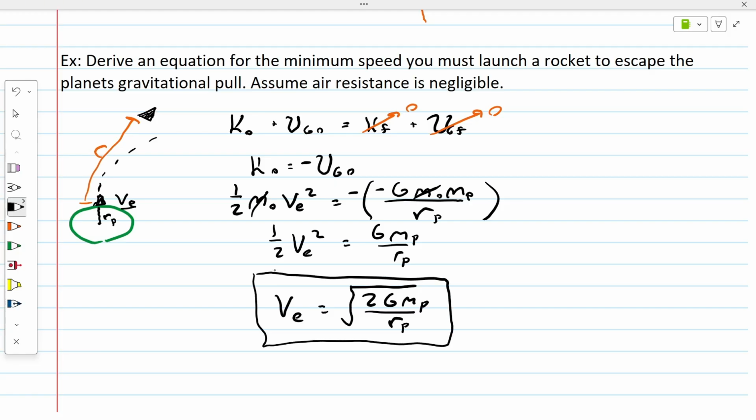So now if all we need to know is the mass and the radius of the planet, we can find the minimum speed to launch the rocket to escape the planet's gravitational pull, which is pretty cool. We're obviously making some very generalized assumptions, like the air resistance being negligible, with no atmosphere pushing on it. But that's how you can derive this general equation.